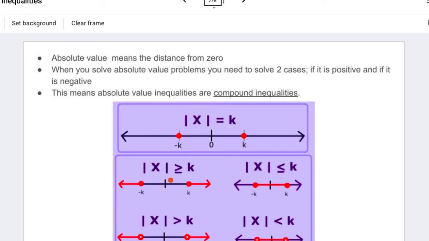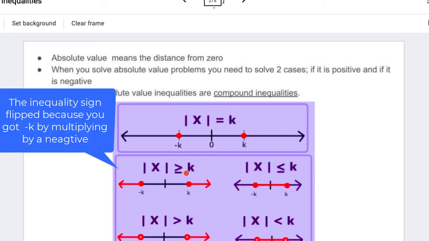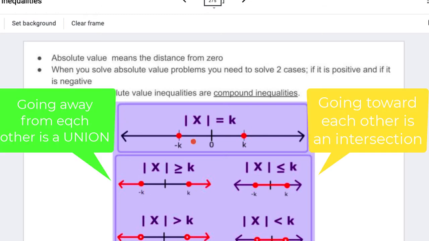So if you look at the possible graphs, if the absolute value of x is greater than k, the arrow is going to the right, and from negative k, the arrow is going to the left. That's because you got negative k by multiplying k by negative 1, so the inequality sign flipped. Remember, if they're going away from each other, that is called a union. If it is less than the positive number, so it's going to the left, that means it's going to the right from the negative number. So it's going to be a connection in between. Remember, that's called a union.